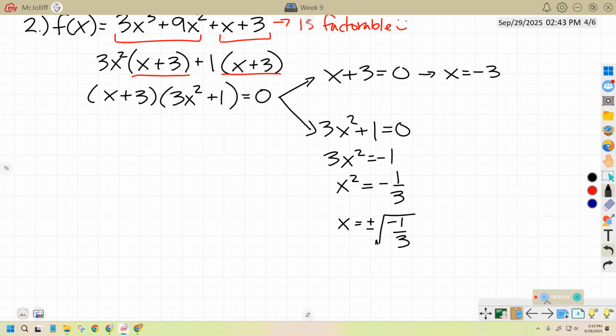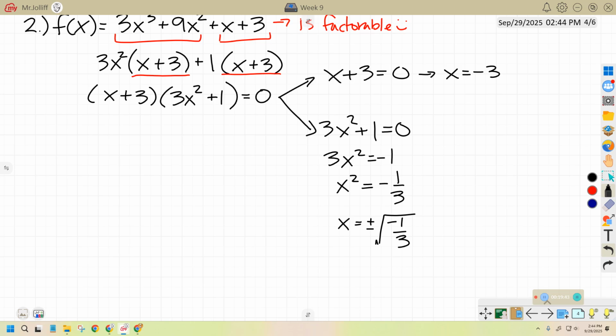How many zeros have we found? I see 3. I see 1 in the x equals -3. How many are sitting here? 2, a plus and a minus. So there are 3 total, yeah. Which is good because this was a degree 3 polynomial.